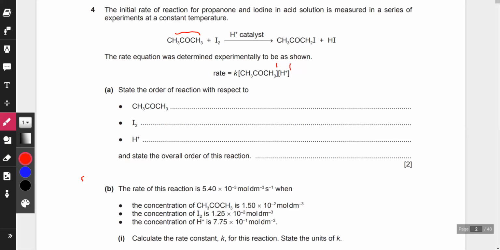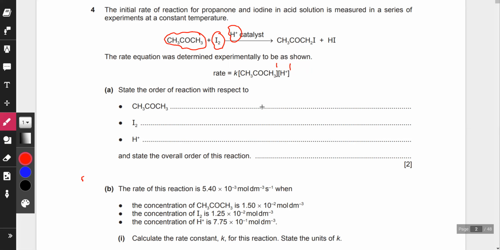So there are three things. There's this ketone, there's this iodine, and they've also included H+, the catalyst. That is also affecting the rate of the reaction. And remember, a catalyst always affects the rate of reaction. If you add more catalyst, the reaction would speed up.